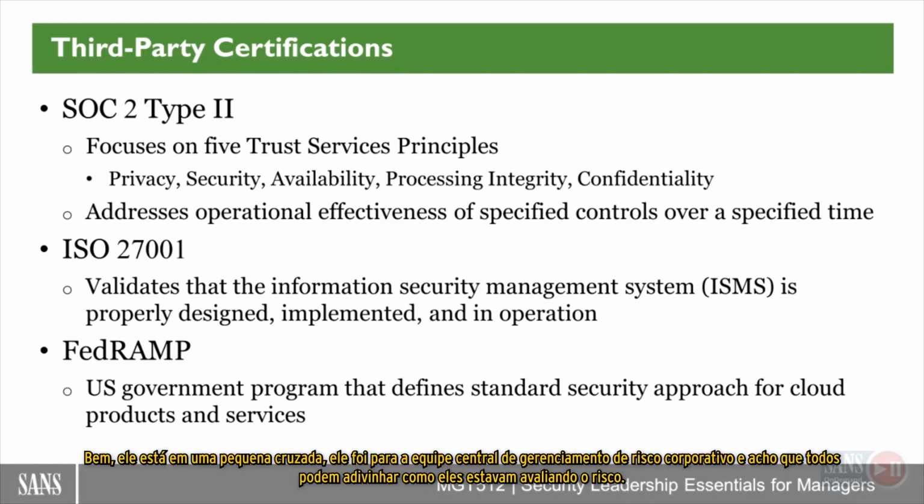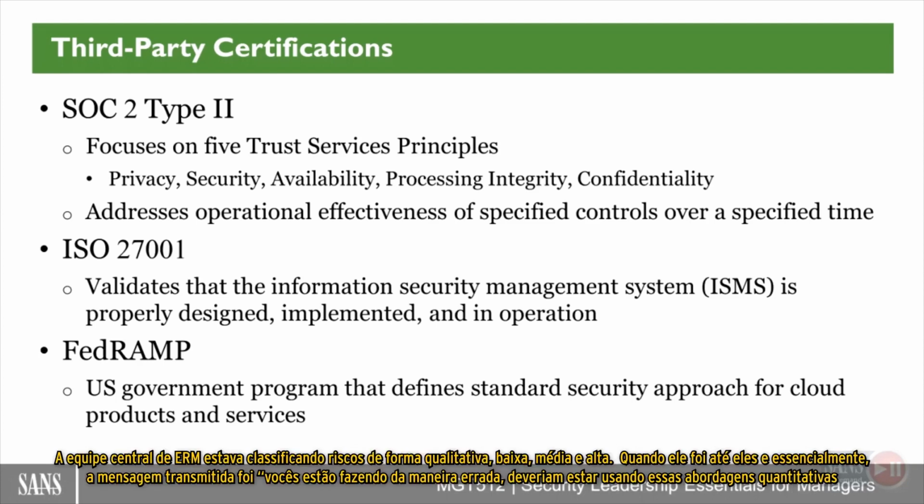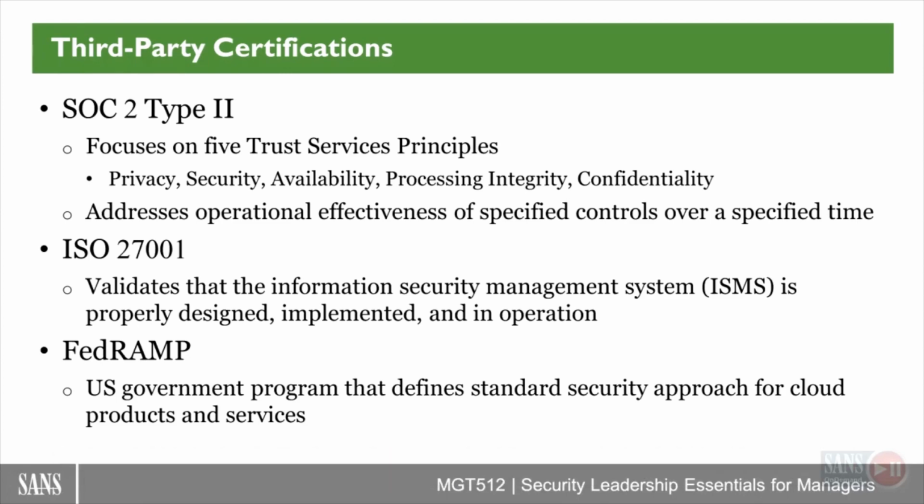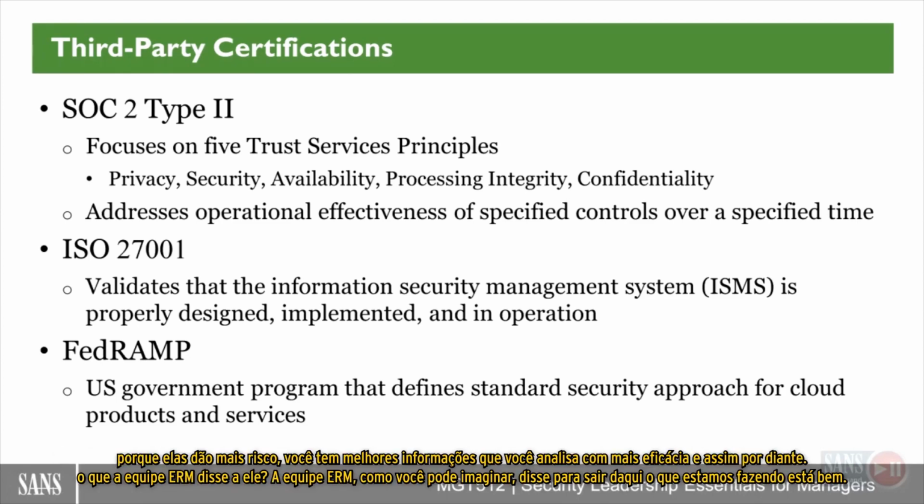Well, he was on a little bit of a crusade. He went to the central enterprise risk management team, and I think you can all guess how they were assessing risk, right? Central ERM team was assessing risk in qualitative form, low, medium, and high. Well, he went to them, and essentially the message that came across was, hey, you guys are doing it the wrong way. You should be using these quantitative approaches because they're more rigorous, give you better information, let you analyze more effectively, and so on.